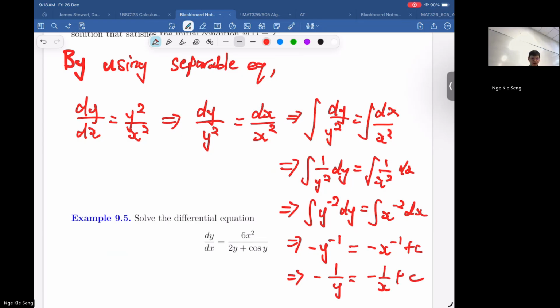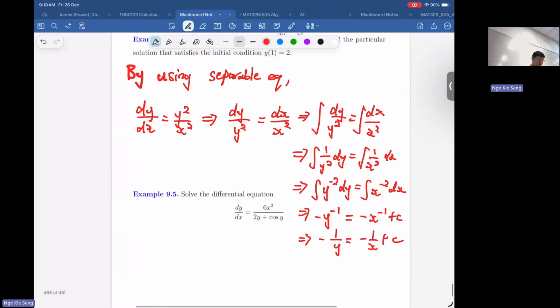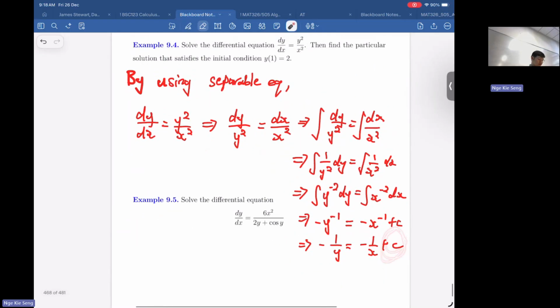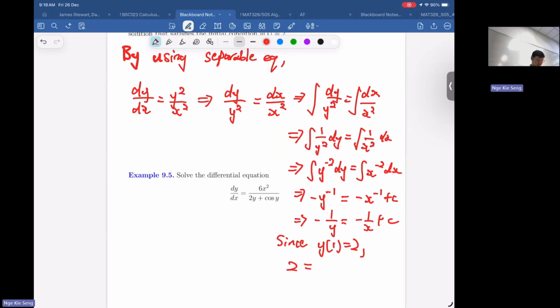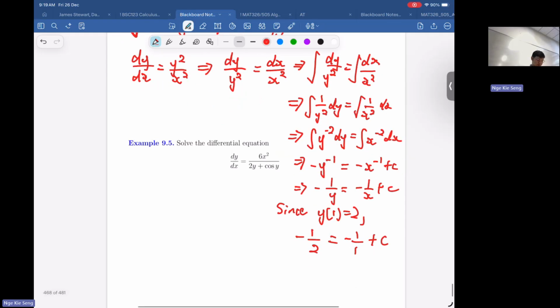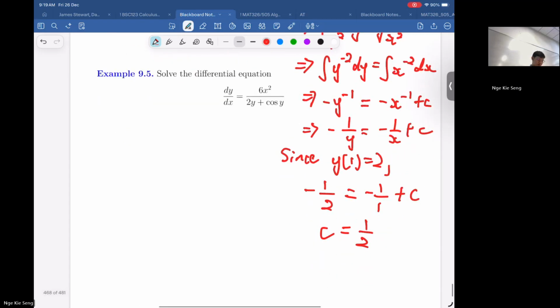Okay, cool. Then you need to apply this initial condition to figure out what C is. Since y(1) equals 2, then 2 will be equal to... shoot. I think we got some problem. Okay, no problem. Then minus 1 over 2 equals minus 1 over 1 plus C. So C is just 1 over 2, correct?